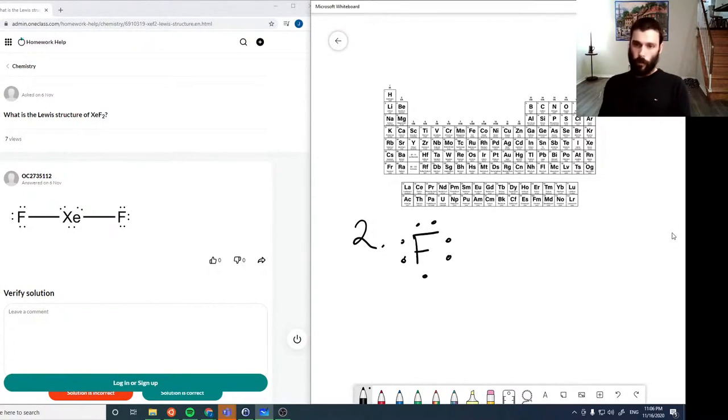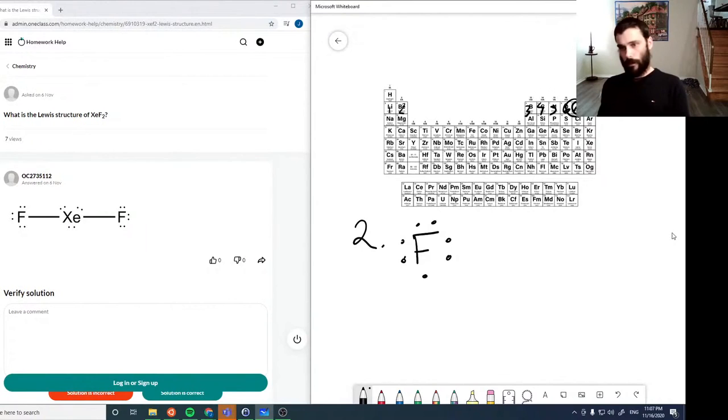So here for fluorine, I've added 7. The reason for that is fluorine sitting up here. So you can see that if we follow the periodic table, its valence will have 1, 2, 3, 4, 5, 6, 7. Right, so there should be 7 electrons in fluorine's valence.